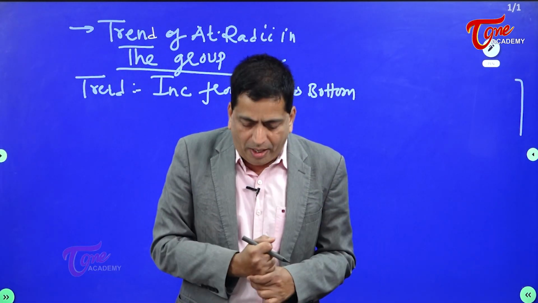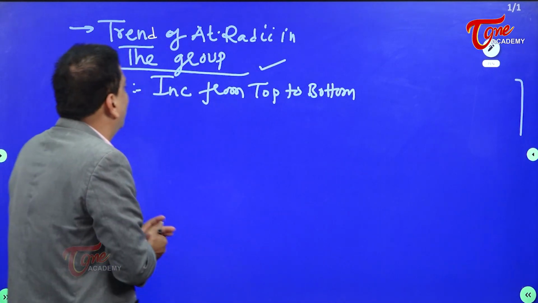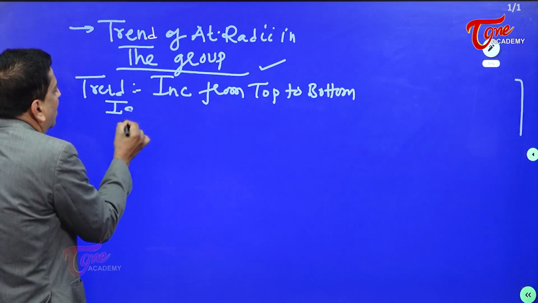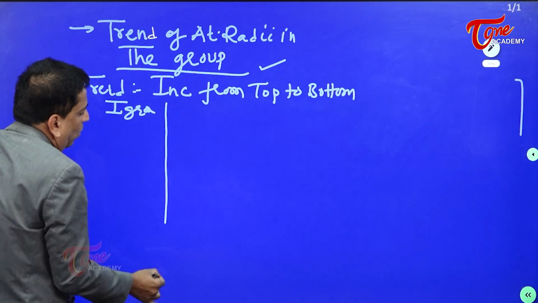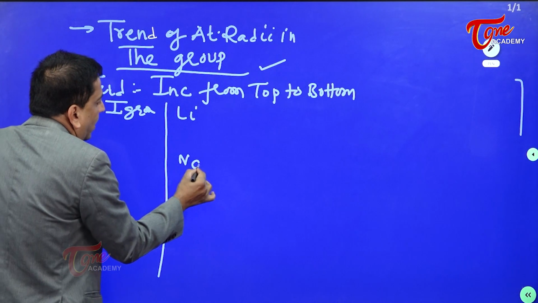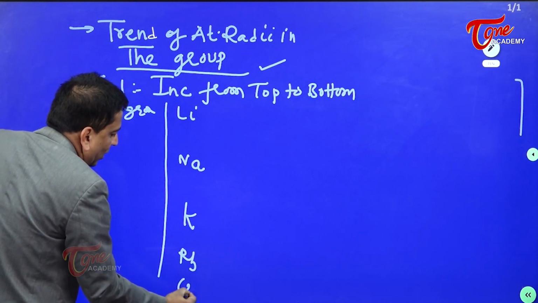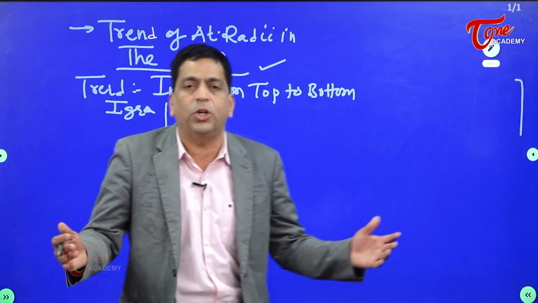You must understand. Now if you ask me why there should be an increase, let us take the case of the first group elements. If you look into the first group elements, it's lithium, sodium, potassium, rubidium, cesium, and now you have francium. That is the first group elements.